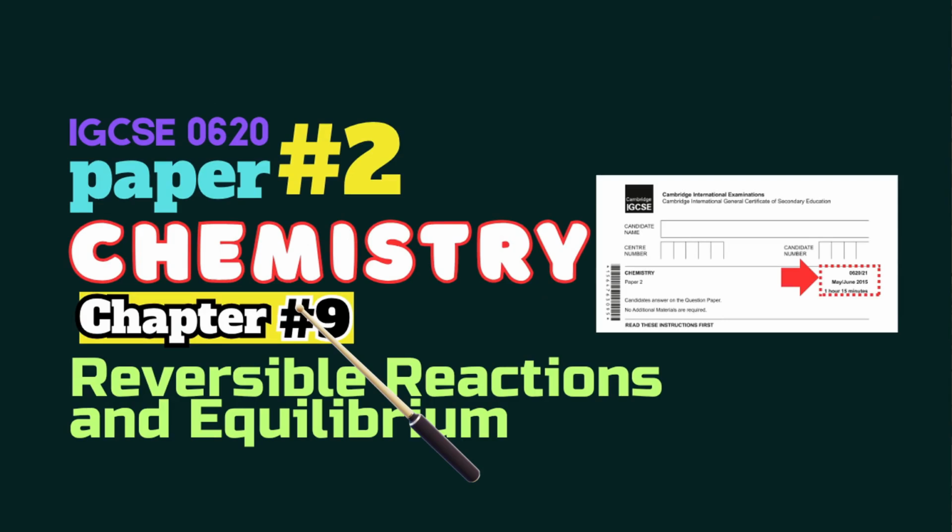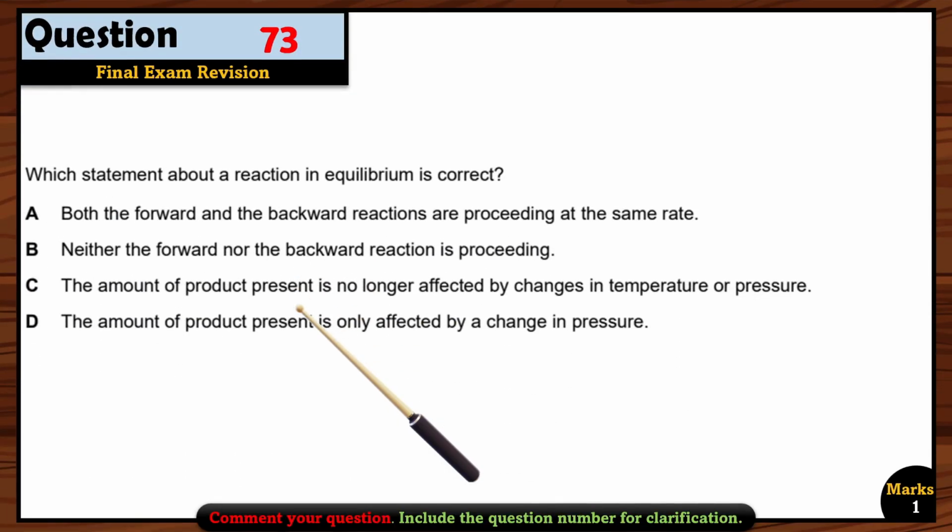Reversible reactions and equilibrium. So many students are confused with some of the options that are related to chapter 8. So I will explain which factors are actually related to equilibrium, because the factors that are related to equilibrium position and to the rate of reaction are different. Okay, not all of them are the same. So now let's see one by one which statement about a reaction in equilibrium is correct.